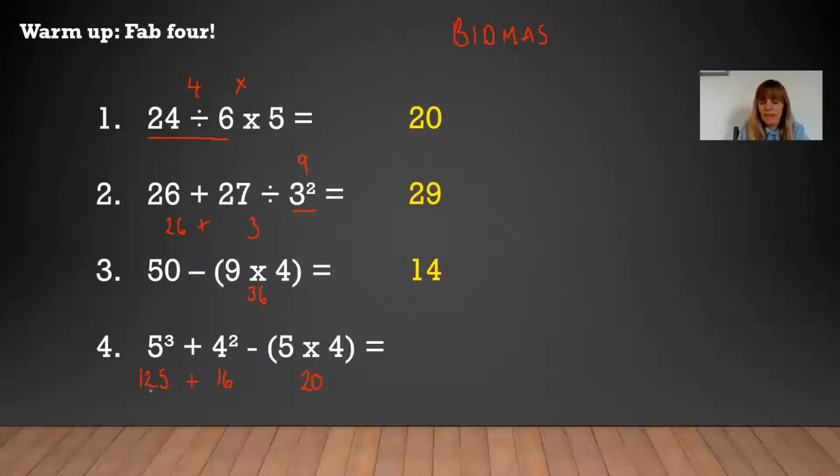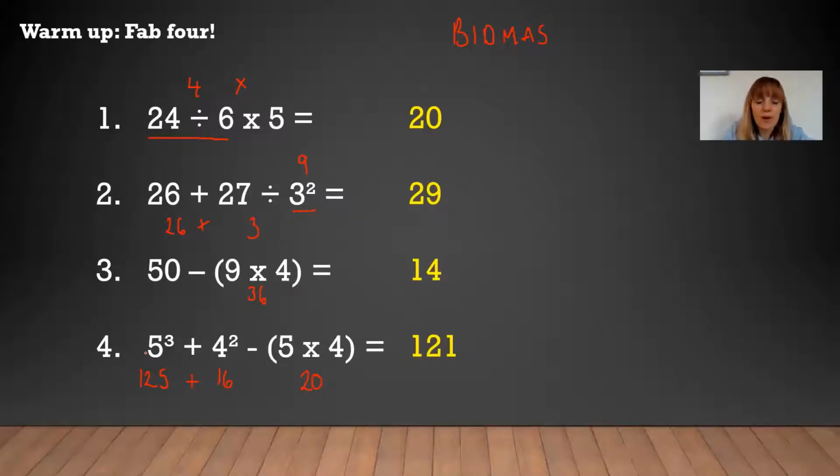Sorry, ignore me. My brain's not switched on. So what I'm trying to say is I would do 125 add 10, which would give me 135. And then I would add 6, which would give me 141. And then I would take away 20, which would give me an answer of 121. Sorry, I hope I didn't confuse you there.